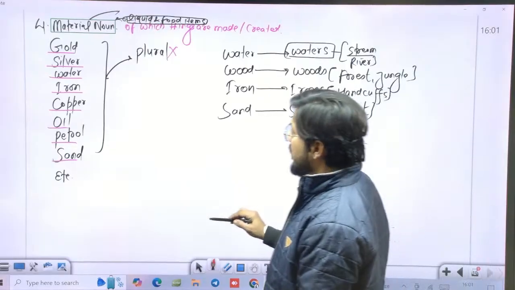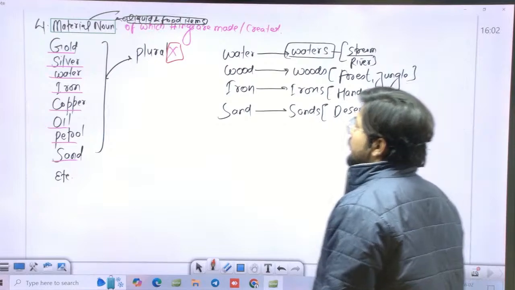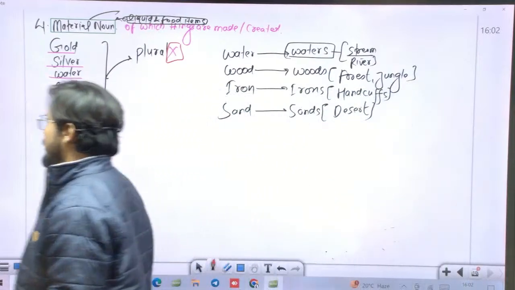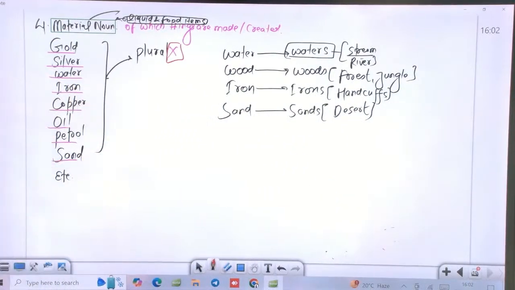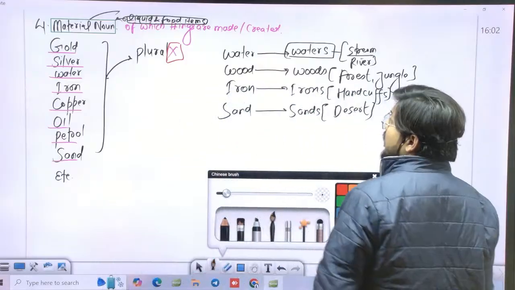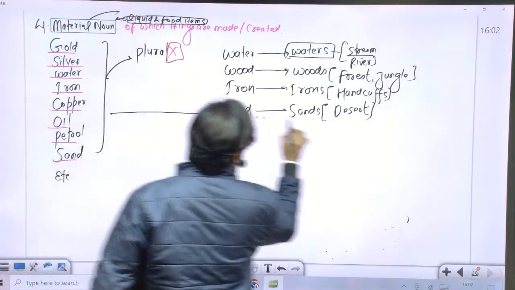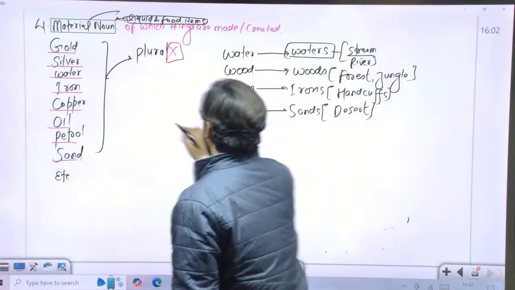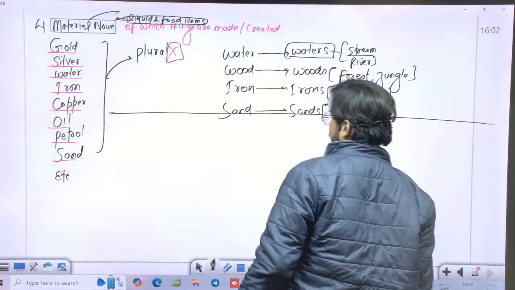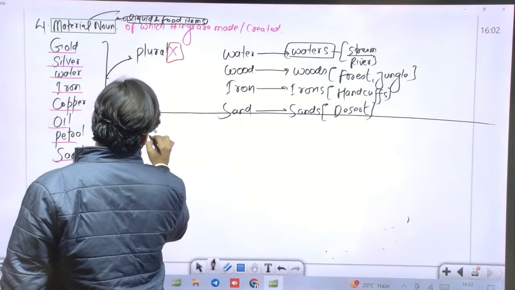So we can make plural, but their meaning changes. So finally, we can't make them pluralize. We cannot make a material noun into a plural noun, right? Okay, next. We have done point number 4. Point number 5 we are doing over here. This is your abstract noun.